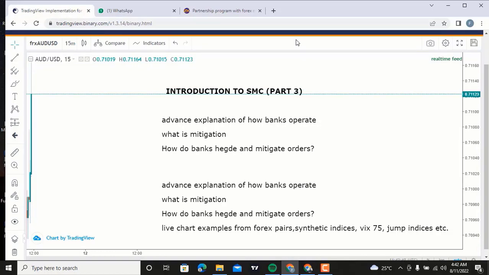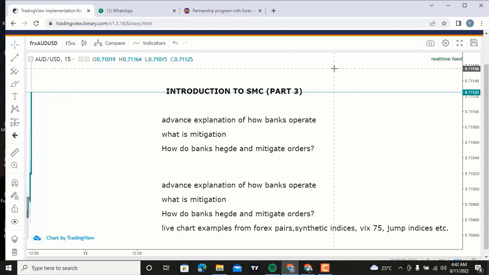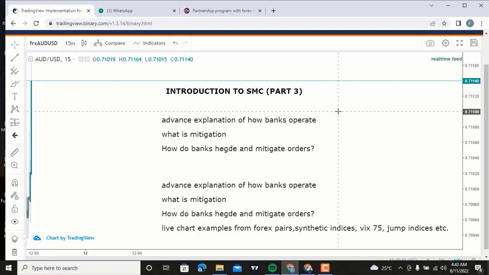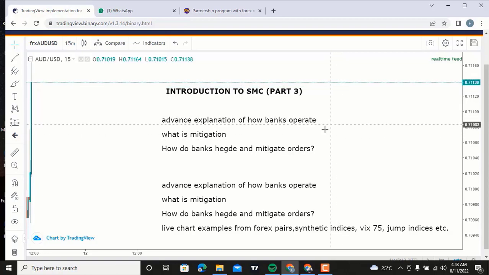In today's video we'll be completing the introduction to our smart money concept in this part 3. In part 1 and part 2 we introduced what smart money is. We talked about those who are involved in smart money, the various concepts, liquidity graph, liquidity zones, consolidation, and accumulation and distribution in part 2.